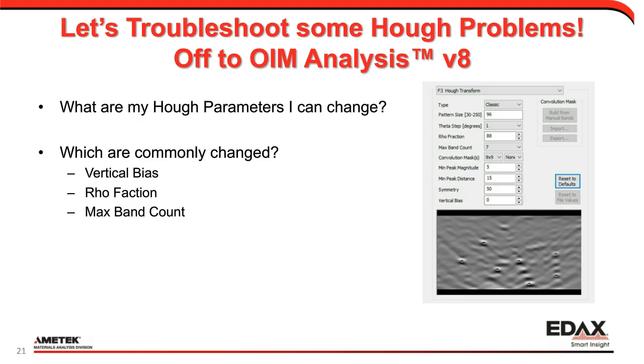Now, what I will tell you here is that some of these are very rarely used, and some are also more commonly changed. The more commonly changed ones are going to be things like vertical bias, row fraction, and max band count. Those I'm going to talk about in more detail later. But let's go ahead and talk a little bit about the less covered ones.